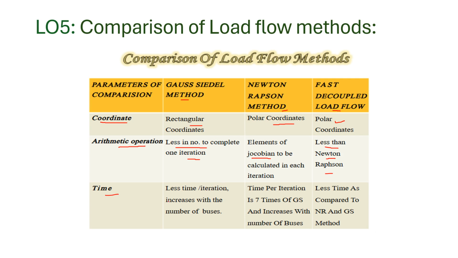In respect of time, the Gauss-Seidel method takes less time per iteration because of the lesser number of mathematical operations, but it increases with the number of buses. If the number of buses increases, then the time required for each iteration increases. The time per iteration in the Newton-Raphson method is 7 times that of the GS method and increases with the number of buses. Whereas the fast decoupled method is lesser as compared to the NR and GS methods.